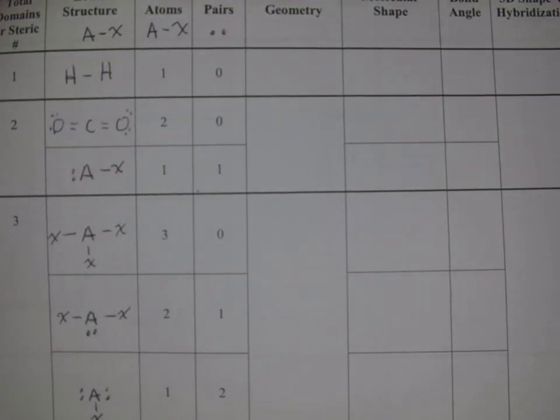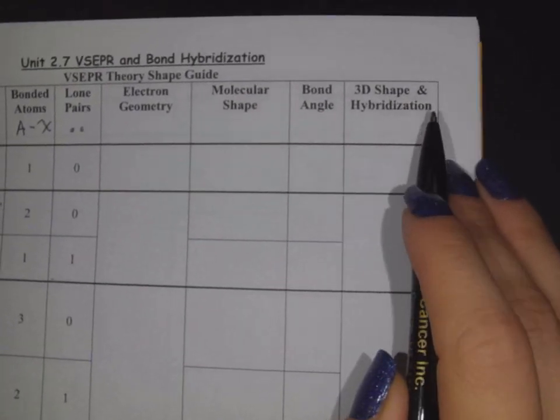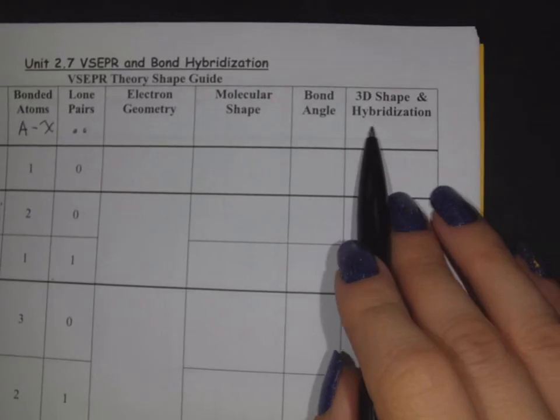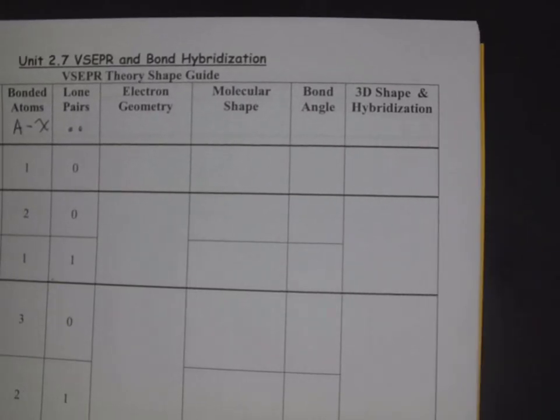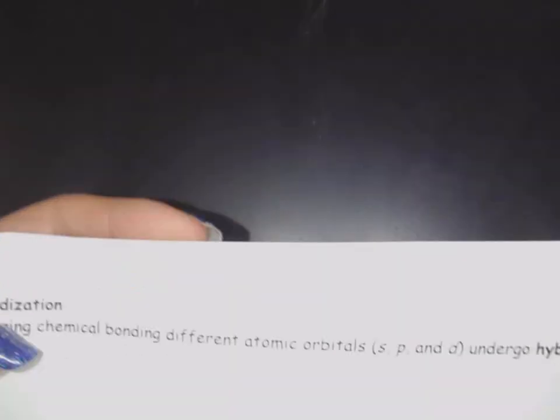And then we have 3D shape and hybridization. We're going to save 3D shape. We'll talk about that in class. But hybridization is something new that we haven't spent a lot of time on. Okay? So let's talk through what hybridization is. So will you please turn to page 43. Okay, page 43.